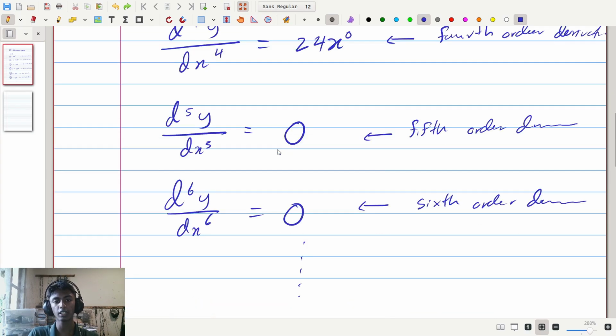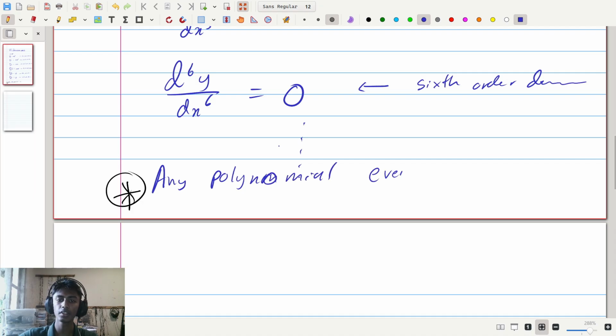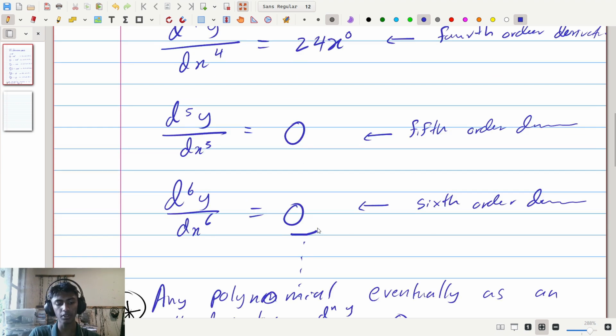So here I'm going to write at the bottom, as a theorem for the polynomials, with a star: any polynomial eventually has an nth derivative, d to the n y by dx to the n, equal to 0. For any finite polynomial, if you keep differentiating, eventually you will end up with 0.